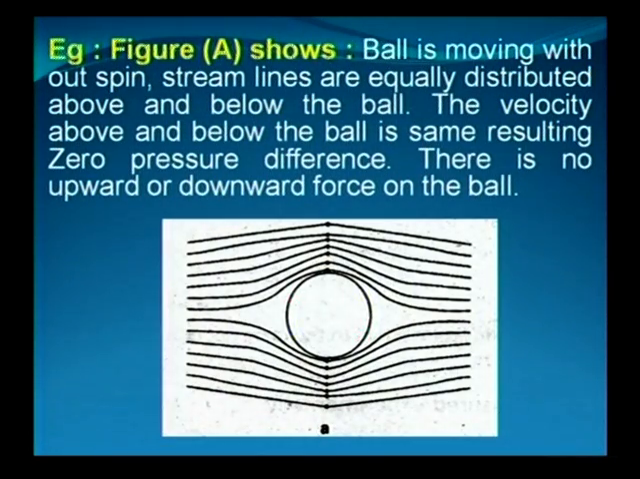See friends, here the ball is moving without spinning, and these are called streamlines. These streamlines are equally distributed above and below the ball. The velocity of air above and below the ball is the same. It results in zero pressure difference. So there is no upward or downward force on the ball.